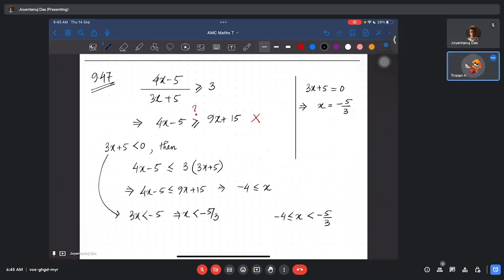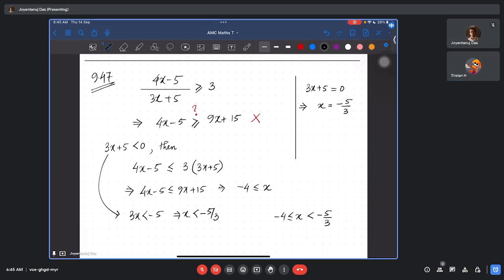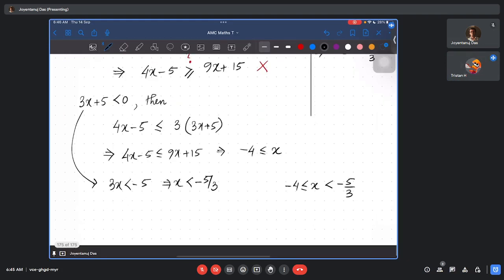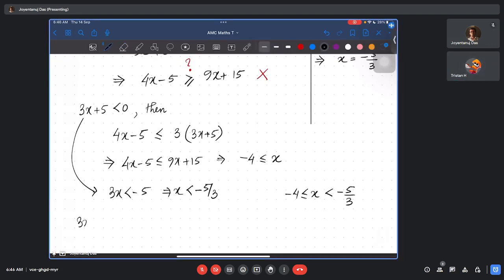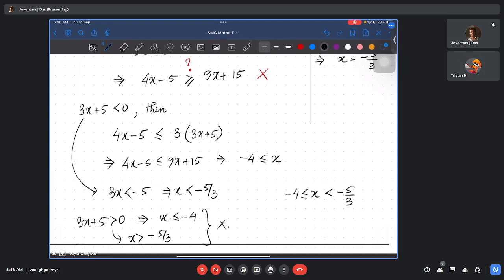X would be less than or equal to negative 4. Right, x is less than or equal to -4. But then it is a contradiction, since x has to be larger than negative 5 over 3, and so it contradicts. So x plus 5 is greater than 0. Then it implies that x is less than -4. But from here you get x is greater than -5/3. So these two cannot work together, right? Okay. So this is the range.